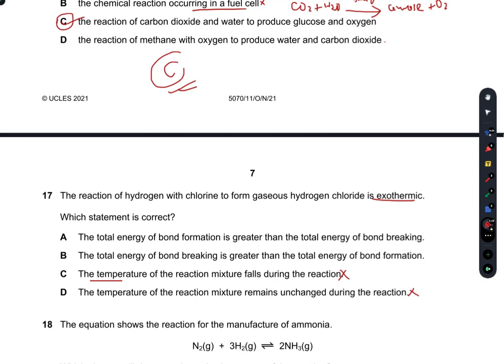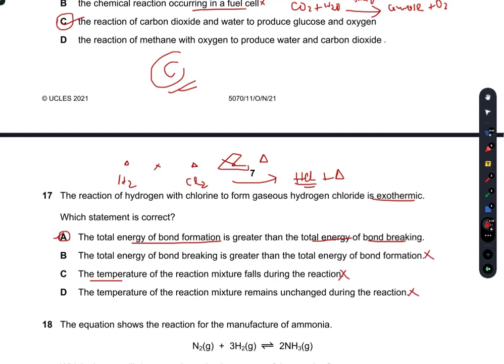If we check A, the total energy of bond formation is greater than the total energy of bond breaking. So suppose we have H2 and Cl2, then we get HCl along with energy. So the total energy of bond formation is greater than the total energy of bond breaking. So the energy involved in breaking these two is lower than the energy required to produce HCl. So yes, A is true. The total energy of bond breaking is greater than the total energy of bond formation.